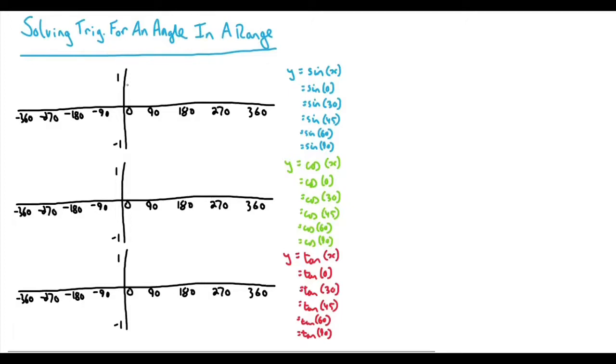So the sine of 0 is just 0, making sure that you're in the degree setting of your calculator. The importance of that we'll discuss a little later. Then the sine of 90 is 1. The sine of 180 is back down to 0. The sine of 270 brings us down to -1. And the sine of 360 brings us back to 0.